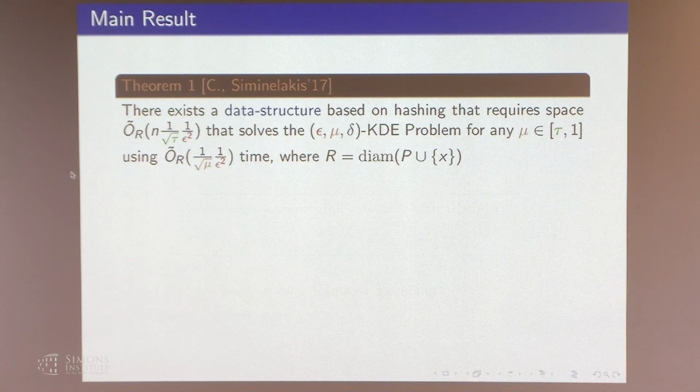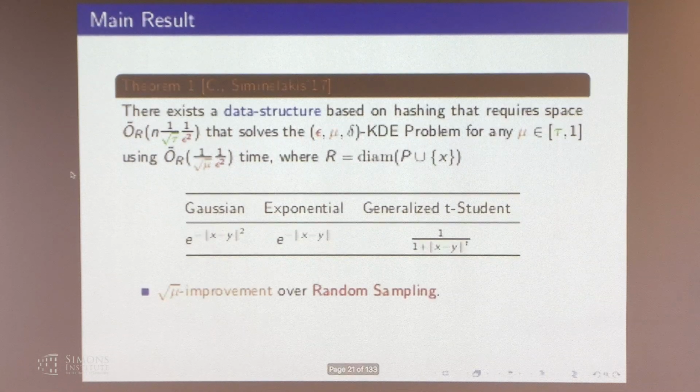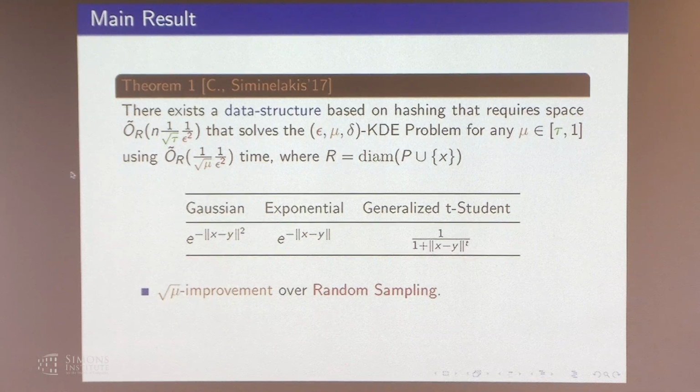We do this for, as I said, the Gaussian kernel, for the exponential kernel, and also for this kernel that's called the generalized t-student kernel. As I said before, random sampling needs query time 1 over mu. This gives you a square root mu improvement over random sampling. Of course, you pay a cost, which is that random sampling is very easy. You need no pre-processing. This one, on the other hand, you do need to do some pre-processing beforehand.